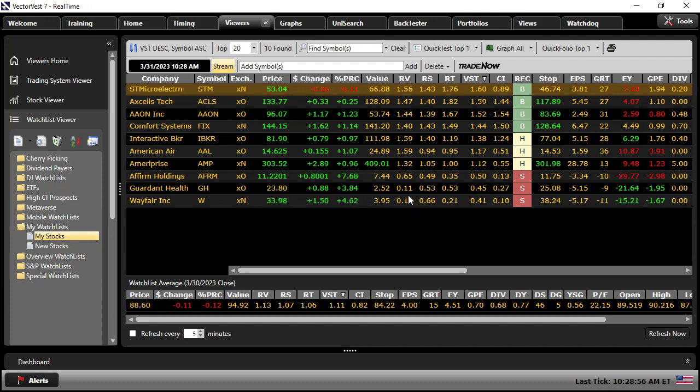Guardant Health, another what we call the 3-time loser. These are negative growth rates, negative earnings per share, right? Affirm Holdings. These are examples. If you own stocks currently in your portfolio that have numbers that look like this is where you're going to begin to, as we say, weed the garden.